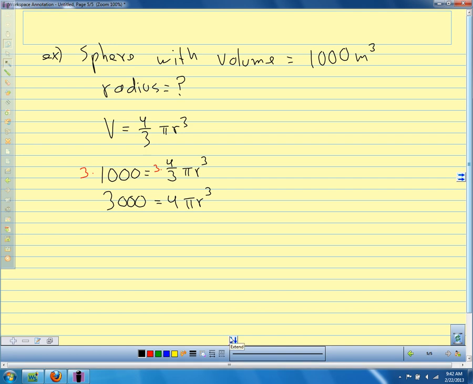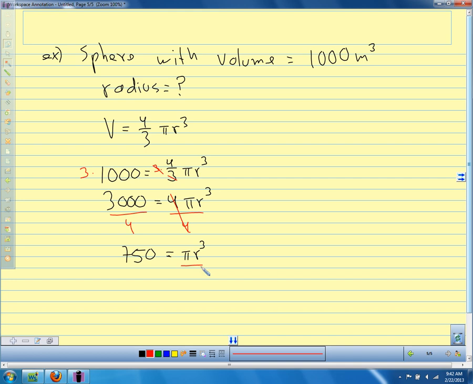So what are we going to want to do next? Can we uncube it yet? No, we have to get the r cubed by itself first before we uncube it. So, divide by 4. Okay, so let's divide by 4. So those cancel here. And 3,000 divided by 4, we get 750 equals pi r cubed.